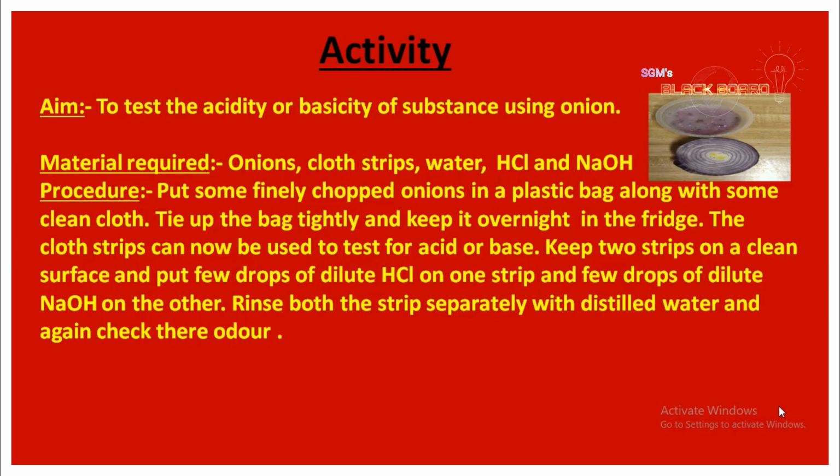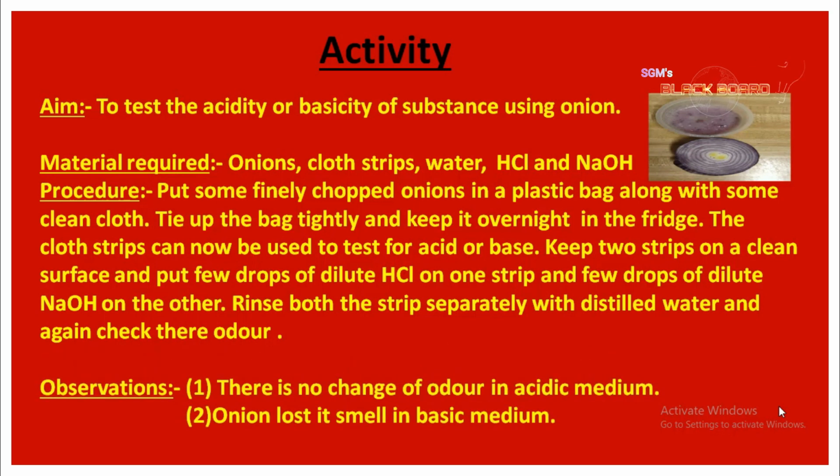Keep 2 strips on a clean surface and put a few drops of dilute HCl on one strip and a few drops of dilute sodium hydroxide on the other. Now rinse both the strips separately with water and again check both odors. We observe that there is no change of odor in acidic medium, but onion loses its smell in basic medium, that means sodium hydroxide.